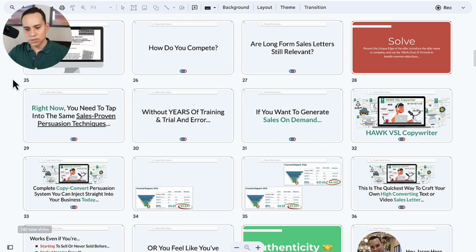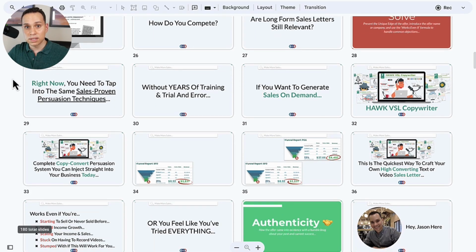So I also wanted to use this to show you that there's not a hard and fast rule. You can move things around if it just makes more sense to you. So next we have the authenticity section.